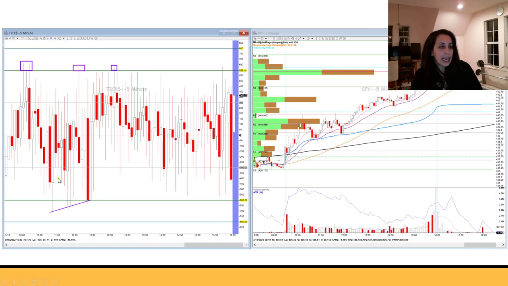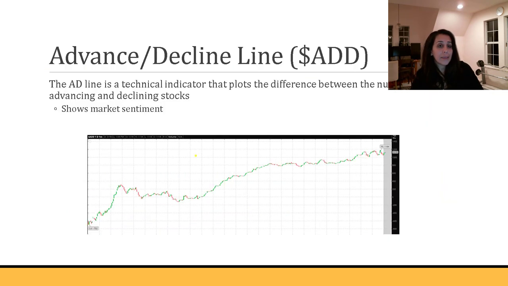So as you can see, it's very hard to find a trend, to see how the overall sentiment of the market looks by just considering the tick. That's where I got into another indicator, which is the advance decline line, or ADD.